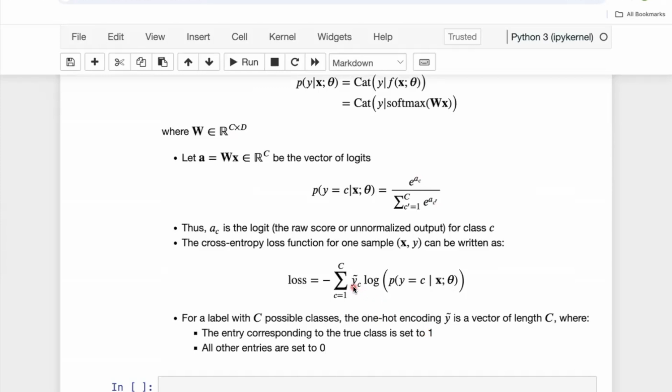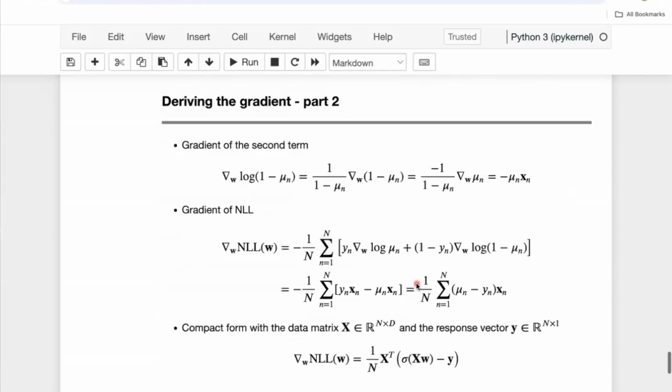So that's what this y tilde is. This y tilde is a C-dimensional vector, which is this one-hot encoding. And this says, look at the element at location C, and multiply it by the log of the probability that the data point belongs to class C. The important thing is that since each data point only belongs to one class, when you want to find this loss function, you don't need to compute this summation over all labels or outcomes. You only need to know which class that data point belongs to, and only compute the negative log of the probability that your input belongs to that class.